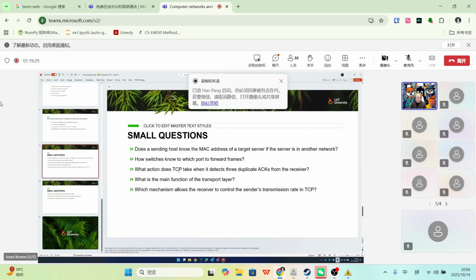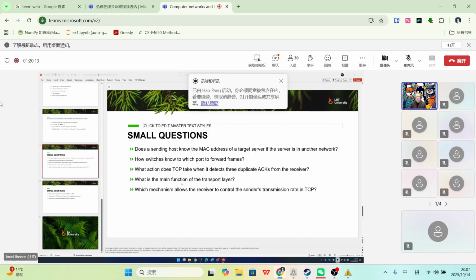So, what does TCP do when it gets three duplicate ACKs from a receiver? It retransmits the lost packet. Yeah, it retransmits the data which is buffered, which is not yet acknowledged. It is assuming that the data has been lost there. So this is to make the recovery from lost data faster.